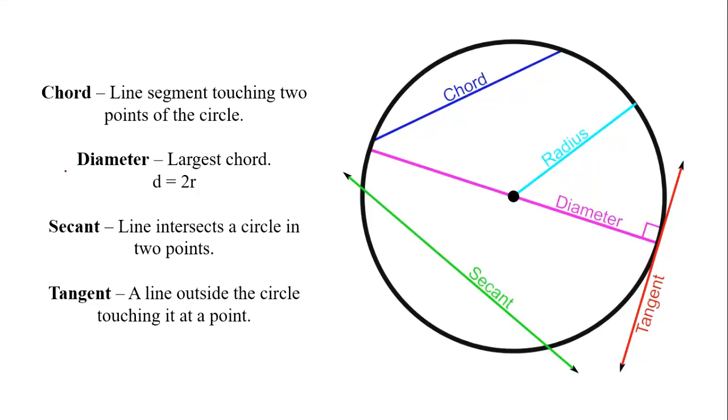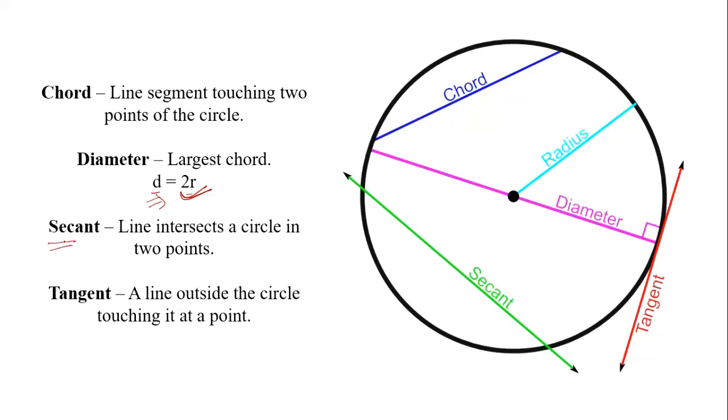Now let's see the definition of diameter. Diameter will be the largest chord of the circle. There will be no chord larger than the diameter, and diameter will always be twice the radius. Diameter always will be twice the radius, and this is a very important relationship.